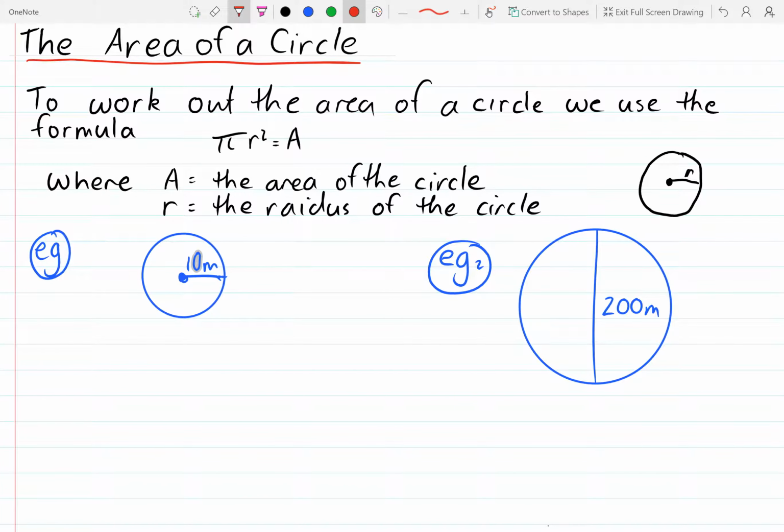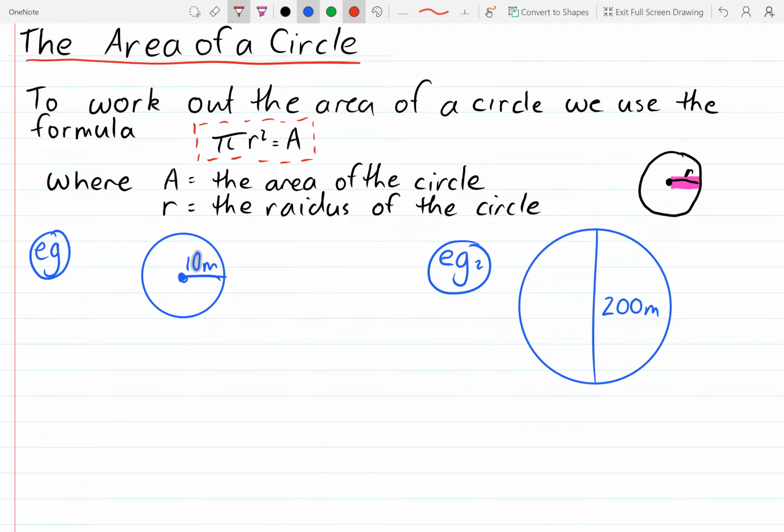To work out the area of a circle, you will need the area of a circle formula, which is pi r squared, or pi times the radius squared, equals the area. Okay, so the radius of the circle is halfway from the center to the edge, or halfway across the circle. So from the middle of the circle to the very edge of the circle. Okay, and for this one, our radius is 10.